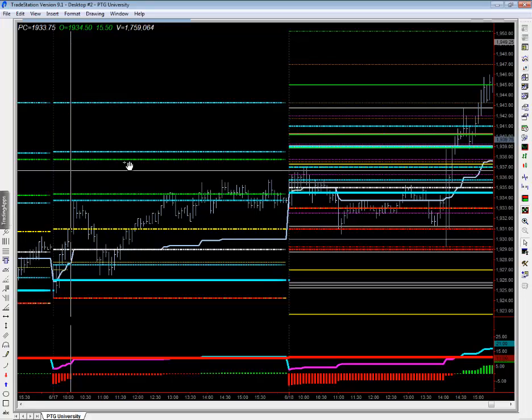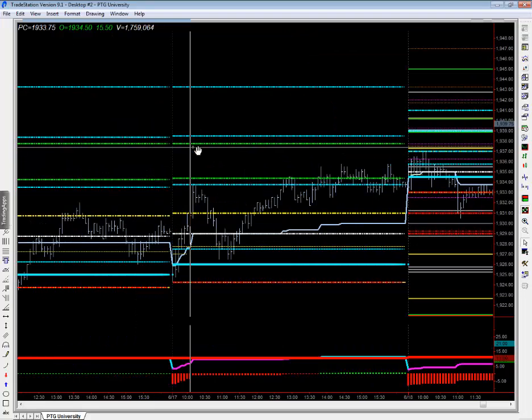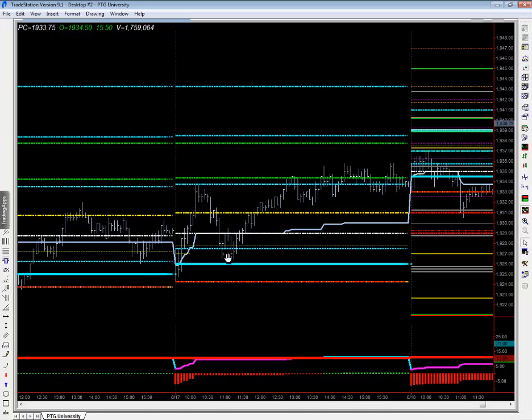Let me just go back here a little bit in history. You can see how this pullback here to the opening range, we'd be looking for an opportunity to buy this, having gotten above the 30-minute high, projected 30-minute targets. So you can see there's an overlap of the 30-minute and initial balance targets.